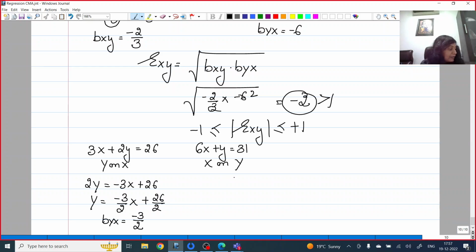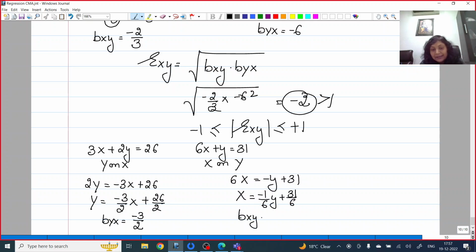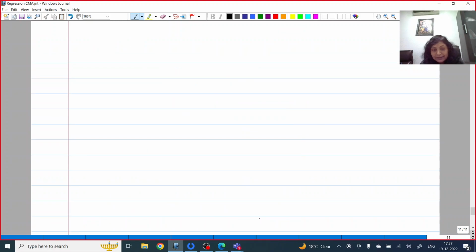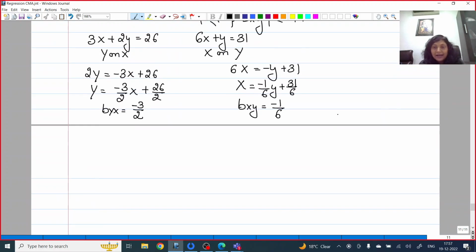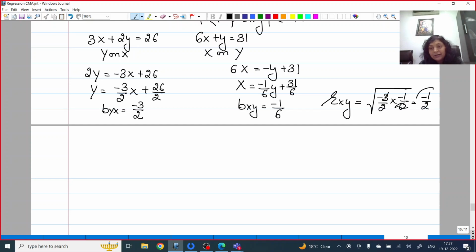And this is x on y. So this becomes 6x equals minus y plus 31. So x is equal to minus 1 by 6y plus 31 by 6. So my bxy is equal to minus 1 by 6. Now again I have to find the correlation. That is the square root of minus 3 by 2 into minus 1 by 6. So this becomes minus 1 by 2, which is within my limits. So now my assumption is correct.